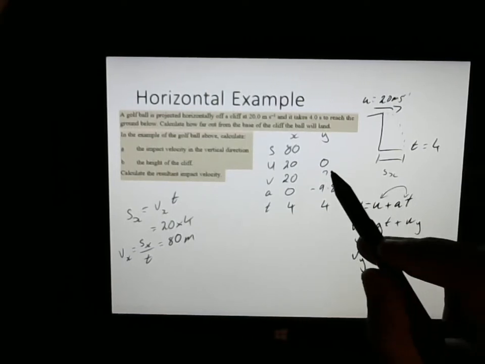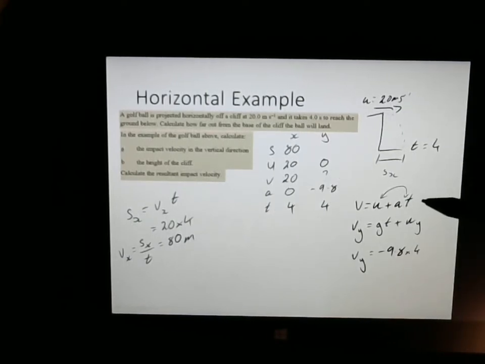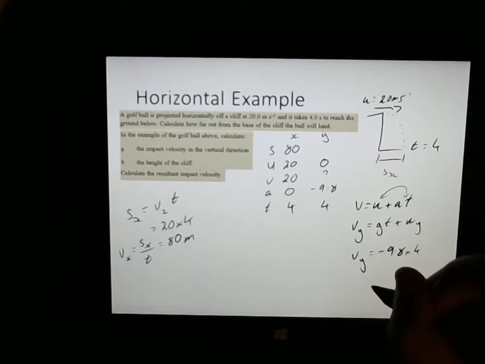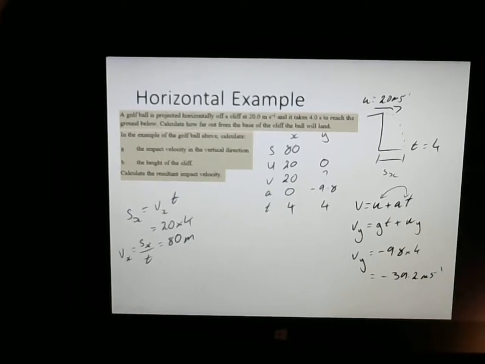And u of y is equal to 0 because it was projected horizontally, probably hit with a golf club. There was no initial vertical height. 4 times 9.8 should be equal to, let's see, 4 times 9 is 36, 8 times 4 is 32, so it should be equal to negative 39.2 meters per second.